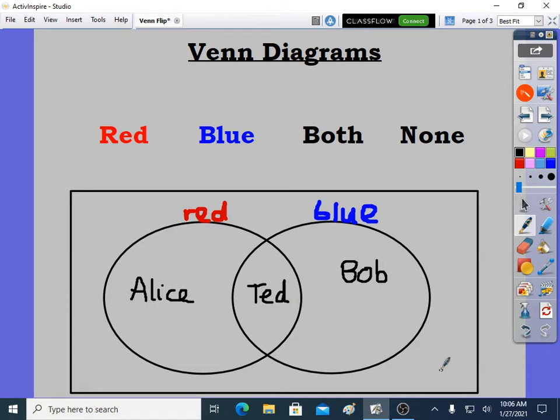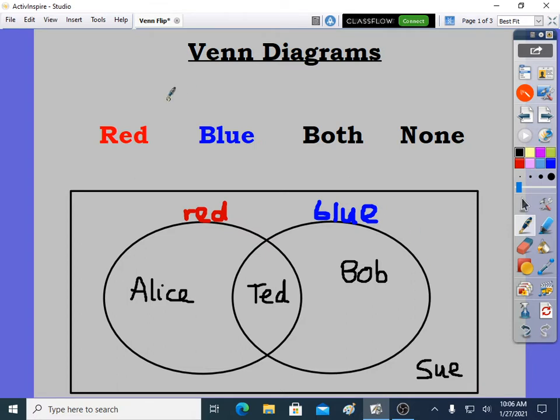Okay? And there's someone called Sue, and she really doesn't like red and she really doesn't like blue, so she goes outside here because she wouldn't choose red or blue. Okay? And that's what a Venn diagram is for. There's a place for every name.